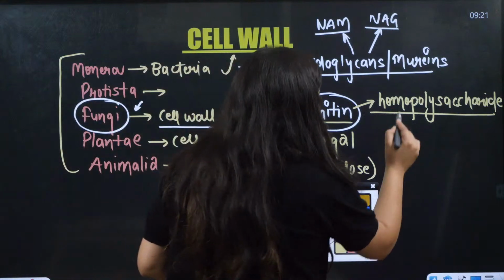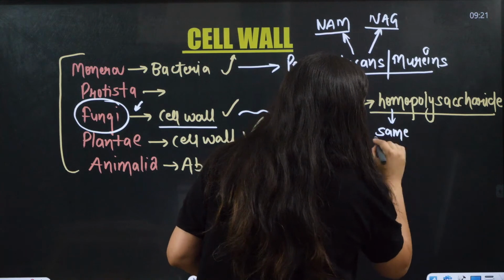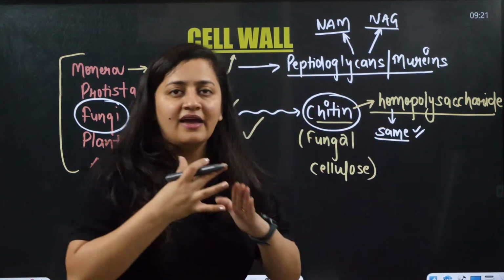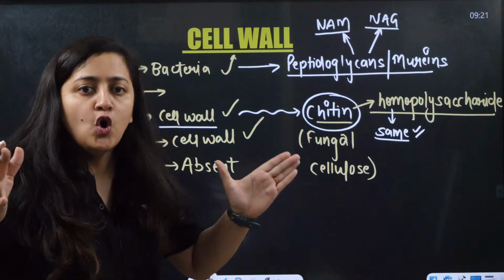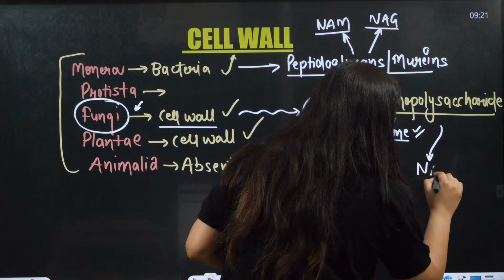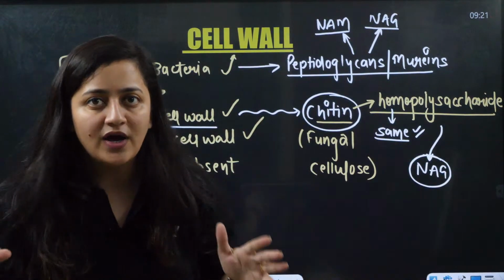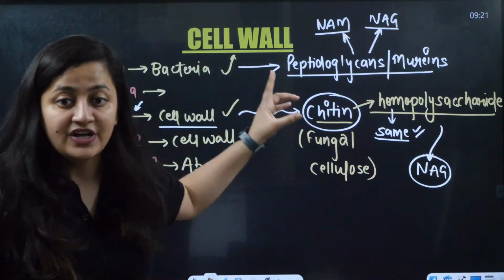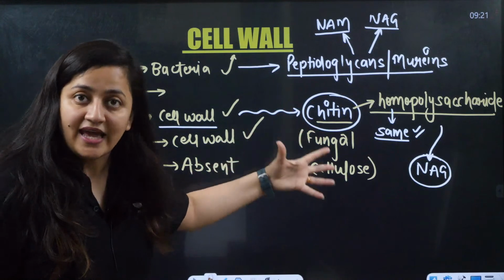And what is the meaning of this term, that it is homopolysaccharide? Homo means same. Polysaccharide, having so many sugars. So when it is the homopolysaccharide, it is again made up of NAG. So many N-acetyl-glucosamine, they will join, they will join, they will form the chitin. Again, it is a previous year question. Do not consider it as something extra.